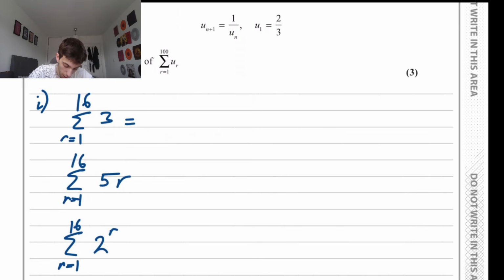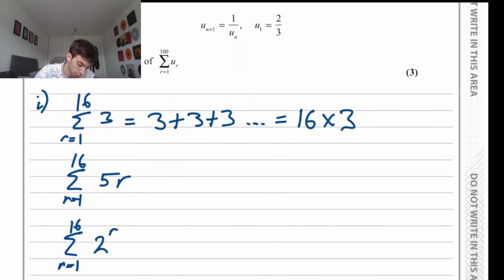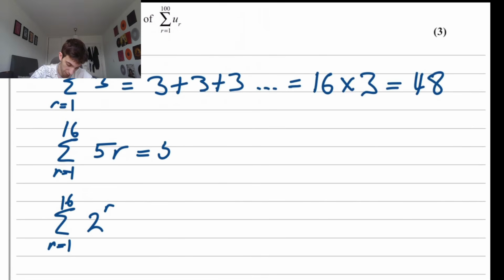So, because we have a summation from r equals 1 to 16 of 3, this will simply be 3 plus 3 plus 3, and so on 16 times. So this will actually be equal to 16 times 3, which is going to be 48. Remember, we're going to add all of these together at the end, but for now, look at them individually. So, same thing with the 5r. Plug in r equals 1, this will give us 5. Plug in r equals 2, we get 10, plus 15 for 3, and so on, just plugging all the way to 16.